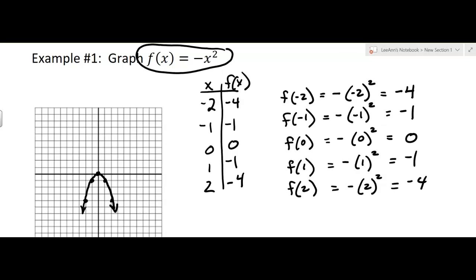Anyway, one thing to notice on the table of values, notice the matching up here, that -4 and -4, and the -1 and the -1. Now we're going to see that later on when we do other things, but I just thought I'd point it out here. All right, very good.